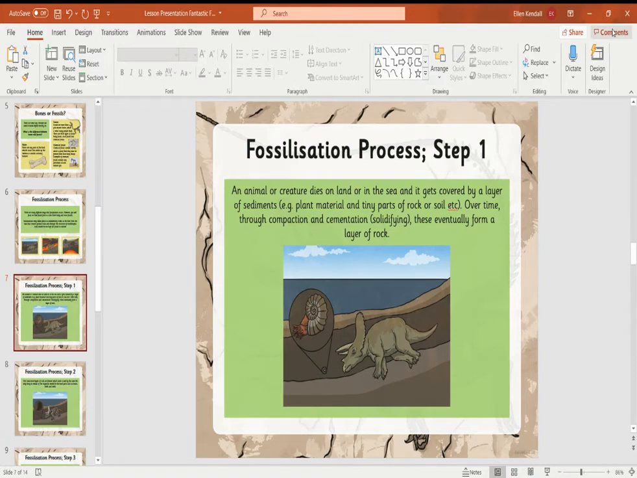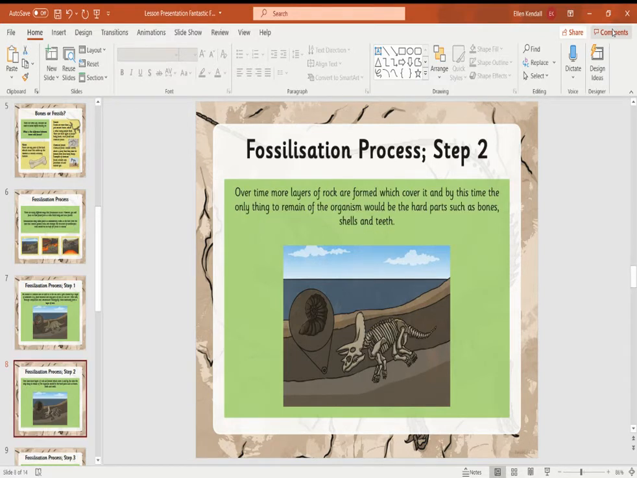Okay, step one. So an animal or creature dies on the land or in the sea and it gets covered by a layer of sediments. Now, sediments can be plant material, or tiny parts of rock or even soil. Now, over time, through compaction, so this means that it's getting pushed down, and cementation, which means that it's becoming solid, these eventually form a layer of rock.